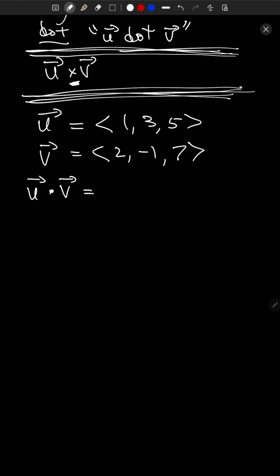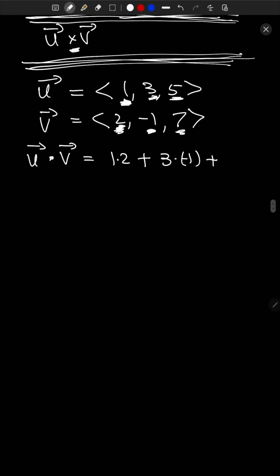So the good news is it's super, super simple. The definition of the dot product, at least from the algebraic point of view, is super simple. You take each entry of u, multiply it with the corresponding entry of v, and then you add up all the results. So 1 times 2 plus 3 times minus 1 plus 5 times 7. What is that? That's going to be 2 minus 3 plus 35, so 34. That's it. That's the dot product. That's how you compute the dot product.